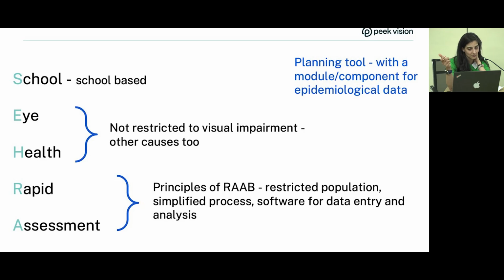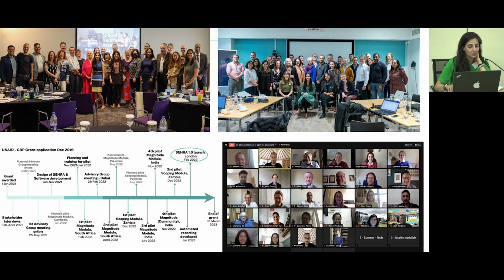And it's a rapid assessment. It's based on the principles of RAB. So things like it's a restricted population. It's quite a simplified process. If any of you have been using RAB 7, then it's using software for data entry and analysis. I just want to talk you through a little bit of the journey.